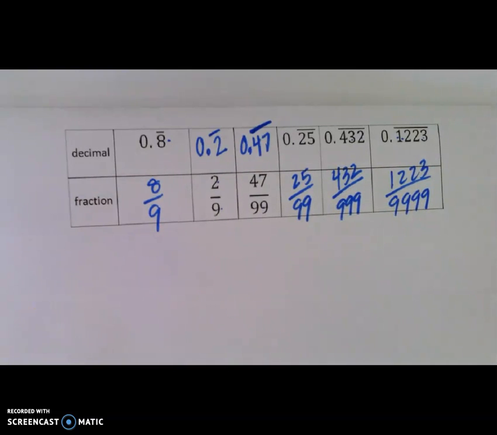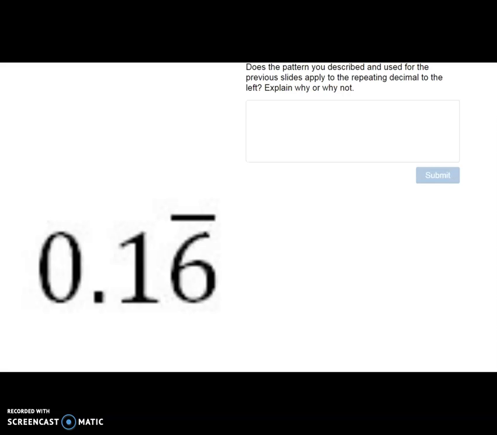Excellent. Okay, slide 31. Does the pattern you described and used for the previous slides apply to this one? Well, can it just be 16 over 9? No, because that's going to be bigger than 1. There's only 1 digit being repeated. Oh, no, we can't use our trick. Not all the digits to the right of the decimal point are being repeated. Just the 6 is being repeated. So this is 0.16666666666.